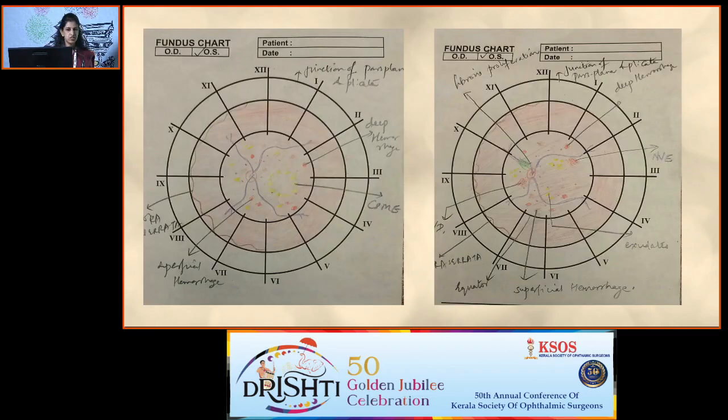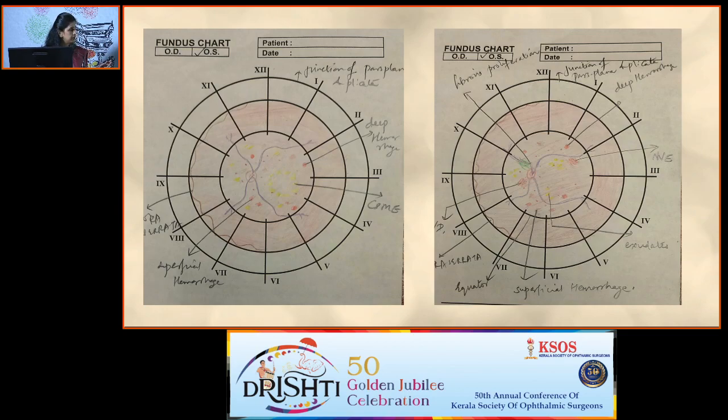So this is the fundus drawing of the case. On the right side you have moderate NPDR, you have dot and blot hemorrhages and macular edema there, and on the left side you have the proliferative diabetic retinopathy.